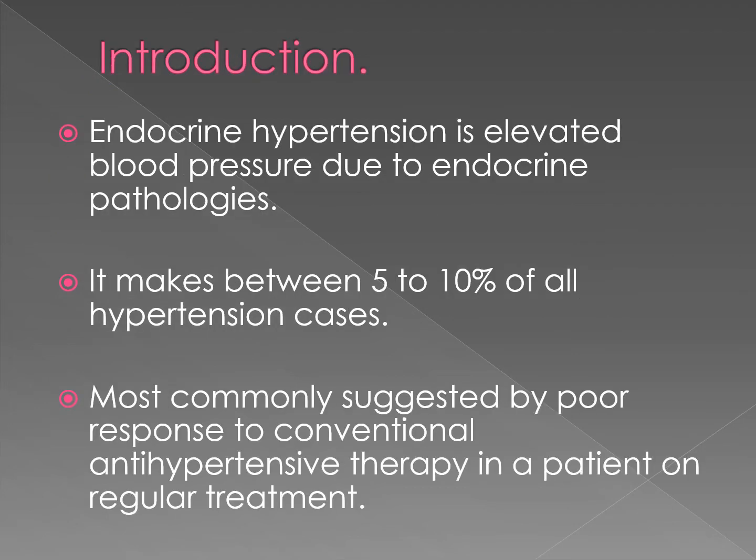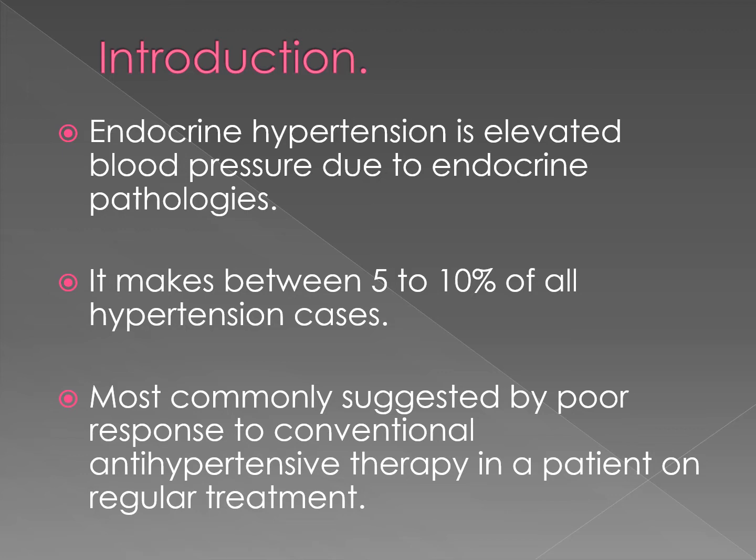First of all, hypertension is described as elevated blood pressure, that is systolic blood pressure greater than or equal to 140 millimeters of mercury, and diastolic blood pressure greater than or equal to 90 millimeters of mercury. Up to 80% of patients with hypertension have no underlying cause, and this is known as essential hypertension. The remaining 10 to 20% of patients have an underlying cause for the hypertension, and this is known as secondary hypertension. Endocrine hypertension makes between 5 to 10% of all patients with hypertension.